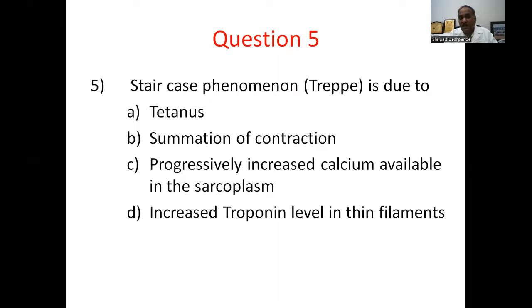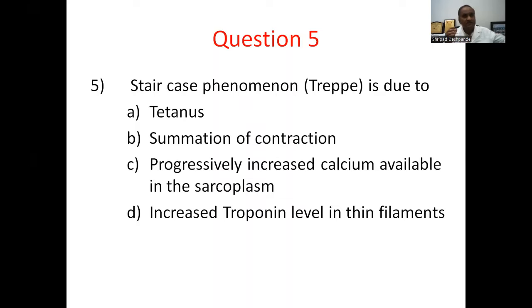Here, the staircase phenomenon occurs when a skeletal muscle or a cardiac muscle is stimulated at frequent intervals. That means not continuous tetanizing pulses, not at a very high frequency, but at a lower frequency, so that the next contraction will increase in a stepwise manner, the staircase. Treppe is the German name for staircase. Now this staircase is produced because of certain inherent things.